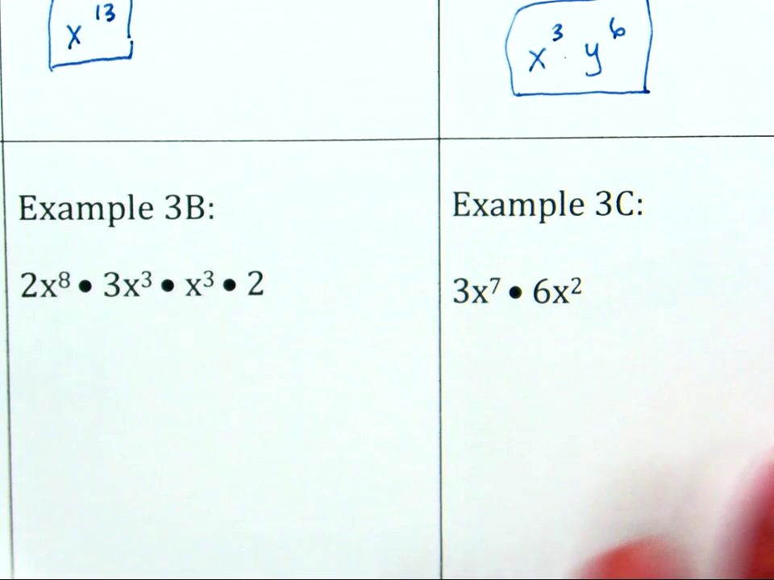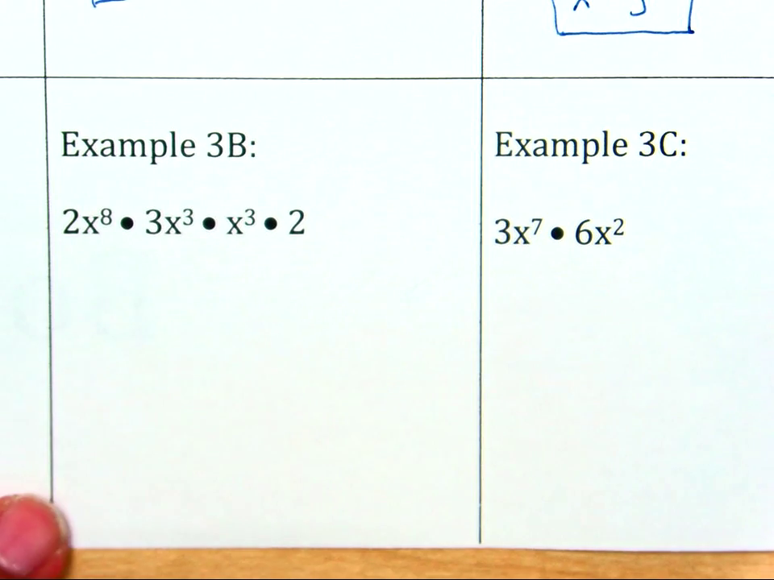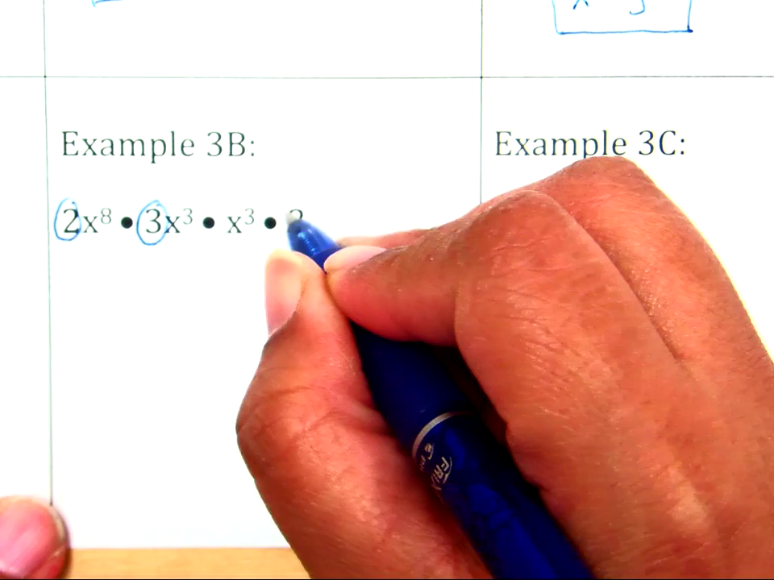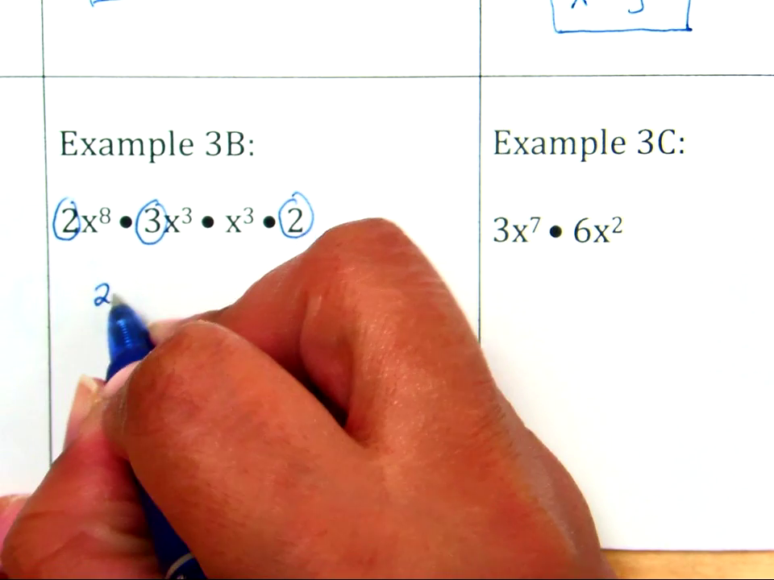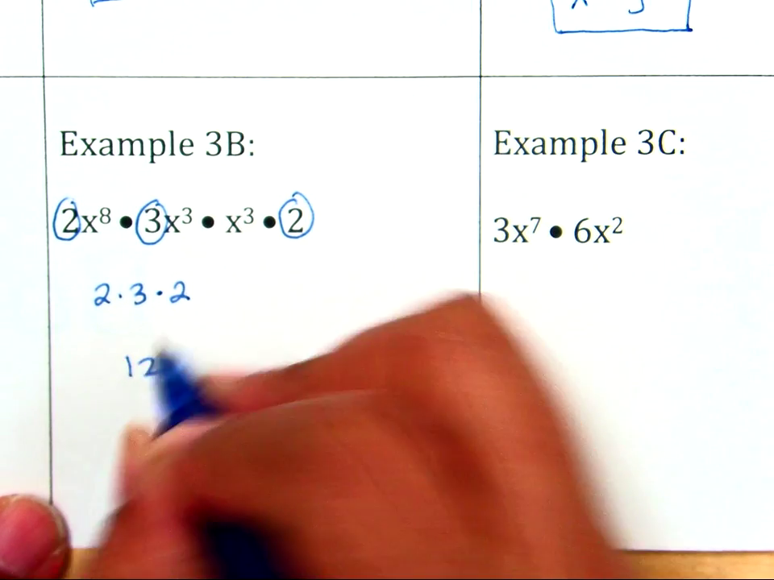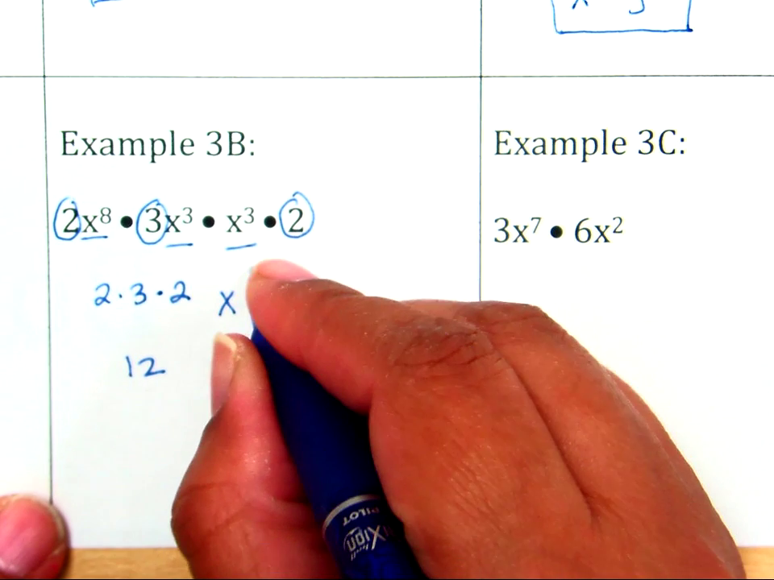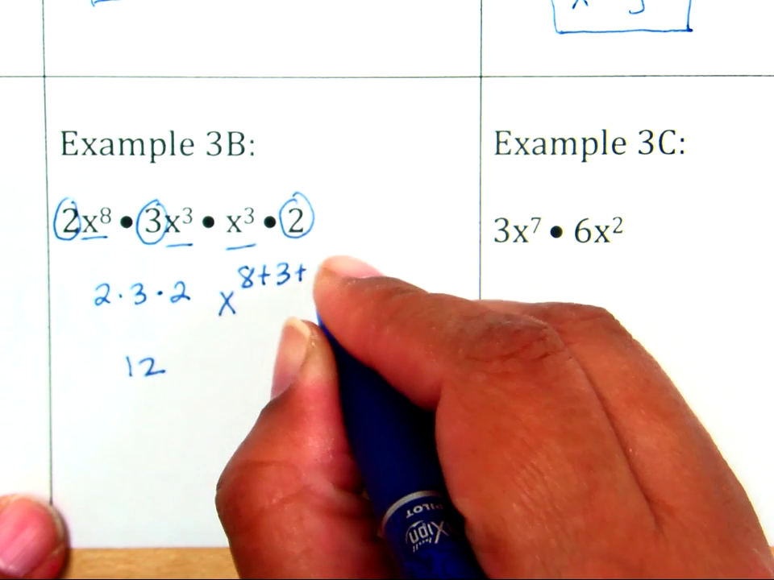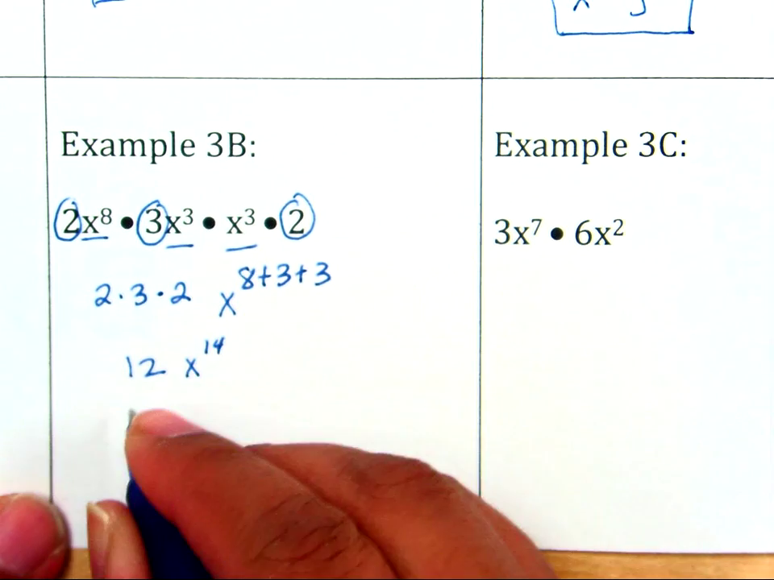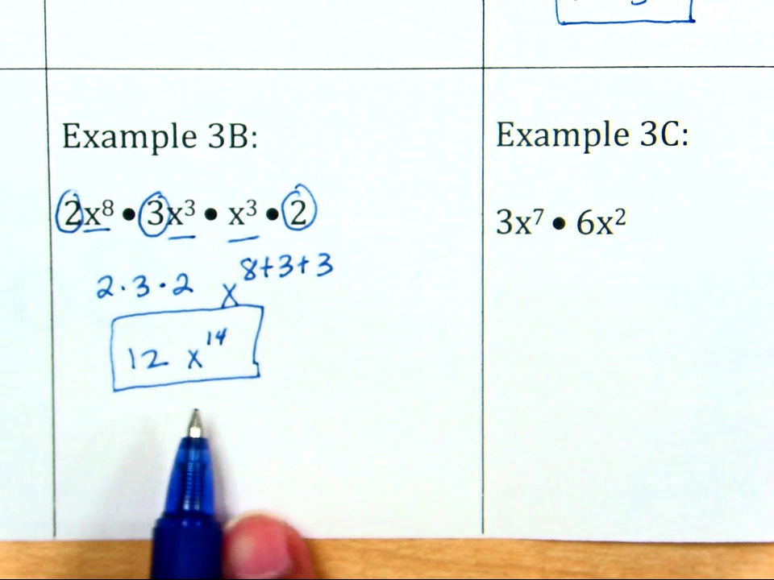We'll do 3b next. Okay, again, we need to look at all the coefficients. So the coefficients are 2, 3, and 2. Well, 2 times 3 is 6, times 2 is 12. All our bases are x, so we're going to say x 8 plus 3 plus 3. Well, all that added together is 14. So our answer is 12x to the 14th power.